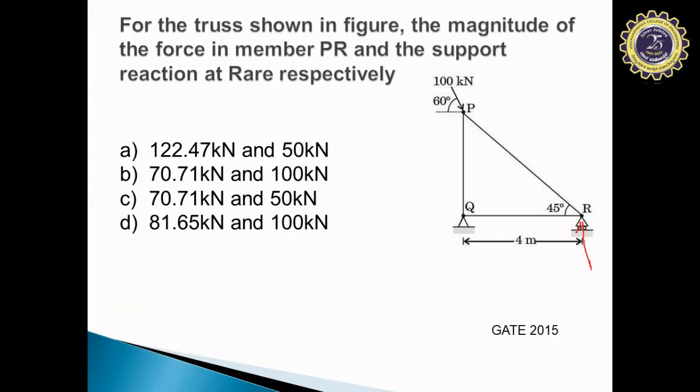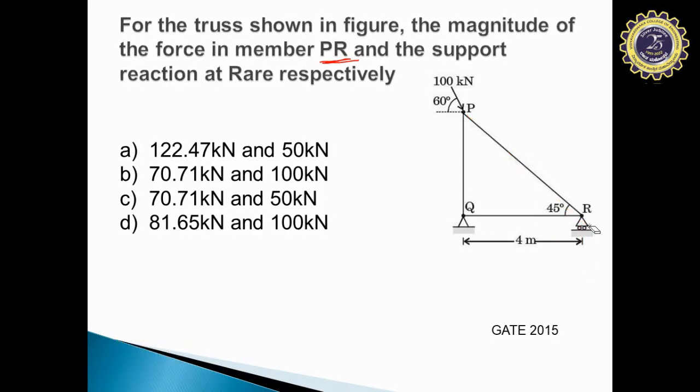We need to find the support reaction at R. That is one thing. And second one is the magnitude of the force in member PR. In member PR, what is the magnitude of the force? So these are the two things that we need to find. If we look into this problem clearly, can we make use of method of joints or method of sections?